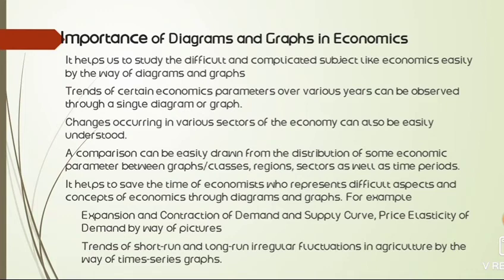Then irregular fluctuations: what fluctuations are going on? Is it going in a regular form or an irregular one? Why is it irregular? Because sometimes it increases, sometimes it decreases. All these fluctuations going on in the agriculture sector, or any other sector, can be understood with the help of a time series graph. So these are certain importances which help us study economics by way of diagrams and graphs. I hope you are clear with these points also.